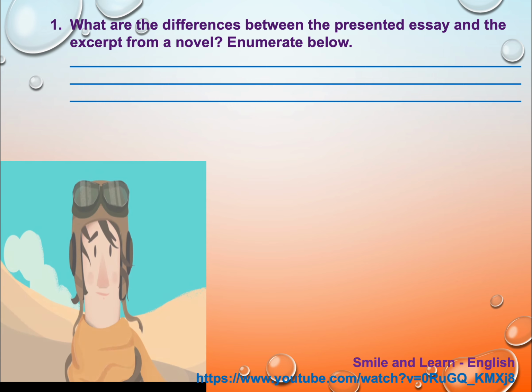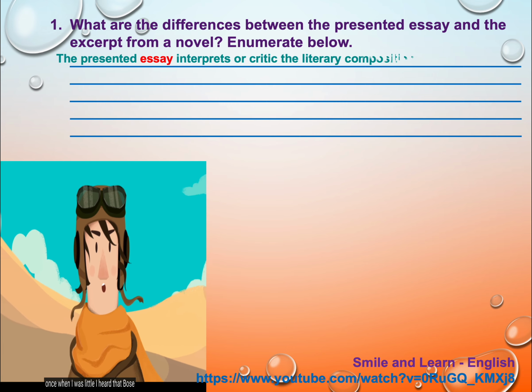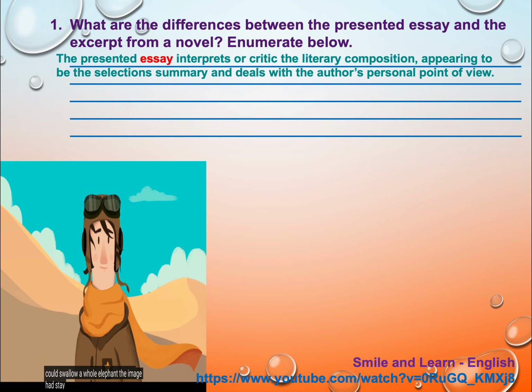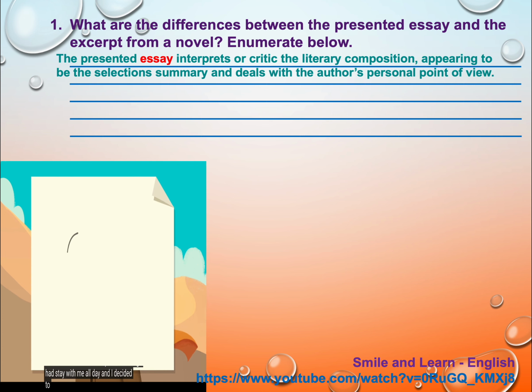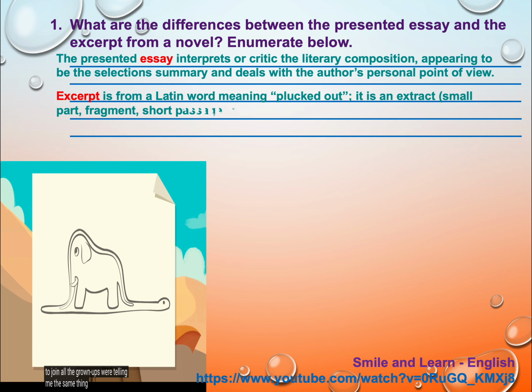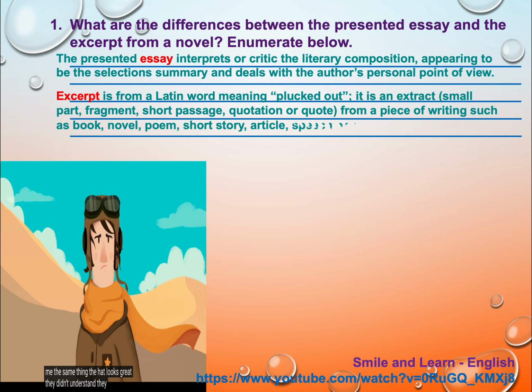So therefore, we can say that based on the example, the presented essay interprets or critiques the literary composition, appearing to be the selection summary and deals with the author's point of view regarding the selection. And so it is an example of an academic writing. Whereas an excerpt, what is an excerpt? It is a Latin word meaning plucked out or picked out from the selection itself.